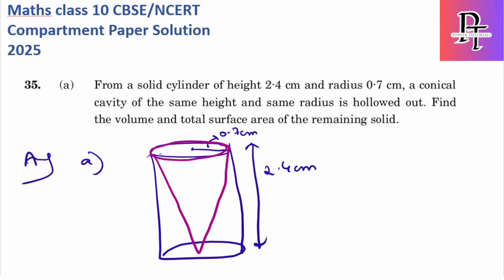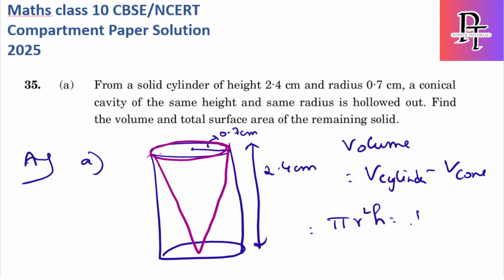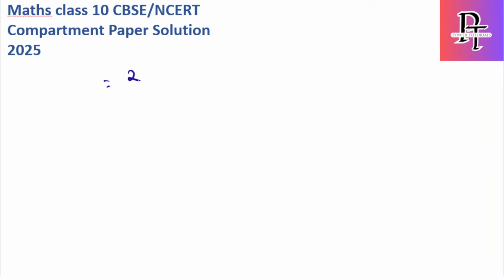So let's first find the volume now. I'll write the volume formula. To get the volume, we have to simply subtract the cone volume from the cylinder volume. Volume of cylinder minus volume of cone. So let's write the formulas first. Volume of cylinder is pi r square h, and volume of cone is 1 by 3 pi r square h. So pi minus 1 by 3 pi is nothing but 2 by 3, so I'll directly write 2 by 3 pi r square h as the formula we have to use for the volume. So substitute all the values.